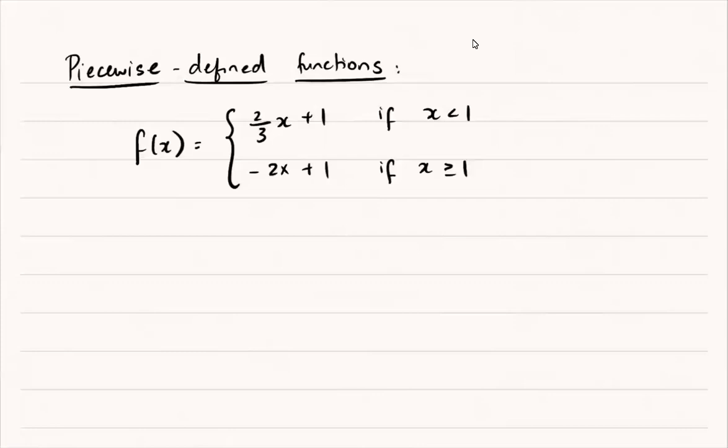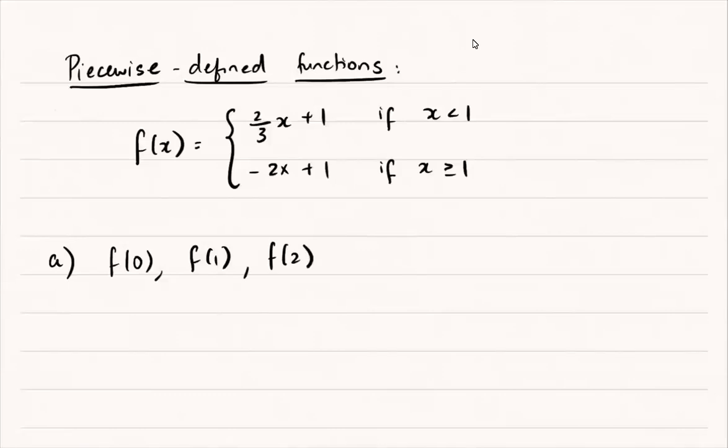In the first, for all values of x less than 1, it takes the form f of x equals 2/3 x plus 1. For all values x greater than or equal to 1, it takes the form f of x equals negative 2x plus 1. So you can think of it as two separate functions existing together in different parts of the domain. So the first question is, find the values of f of 0, f of 1, and f of 2.